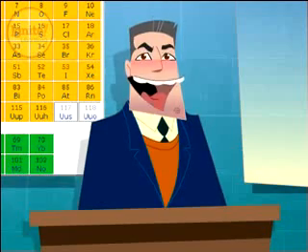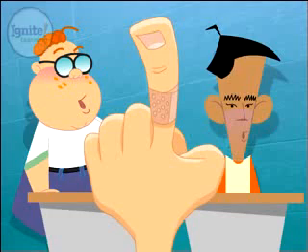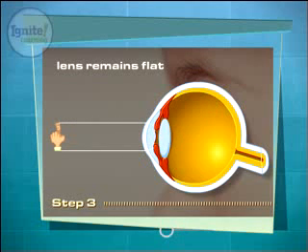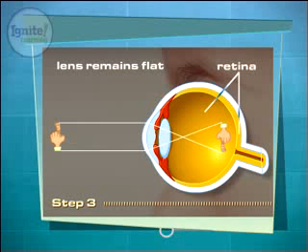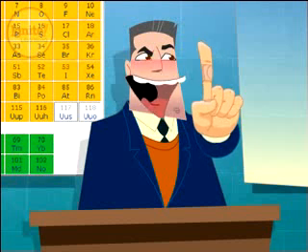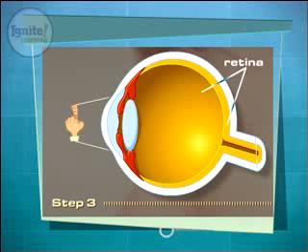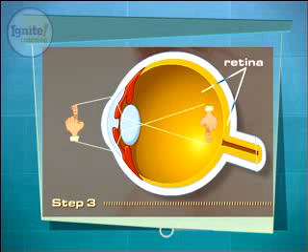For example, when you look at a distant object, the rays of light are almost parallel. Therefore, the lens can remain flat and focused on the retina, the inner layer of the eye that contains the photoreceptors. However, when you look at objects that are up close, the lens has to adjust to the scattered light rays. The ciliary body contracts, which forces the lens to become rounded in order to focus on the retina.